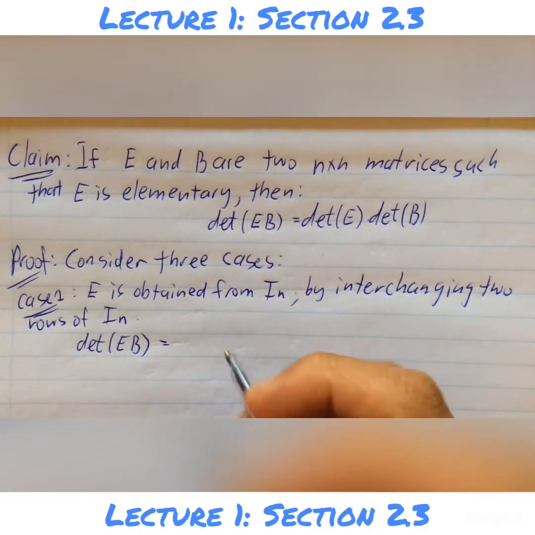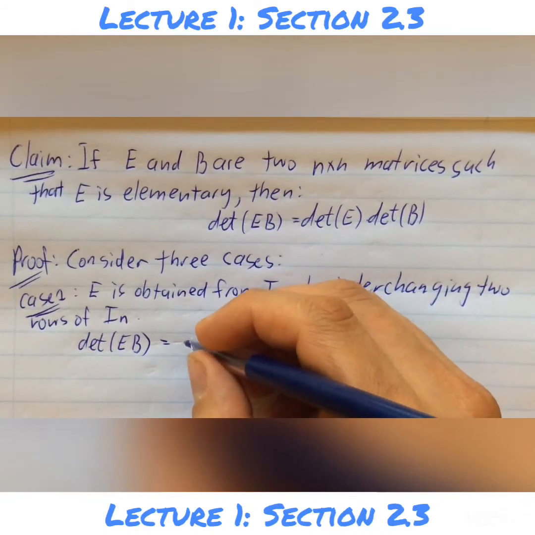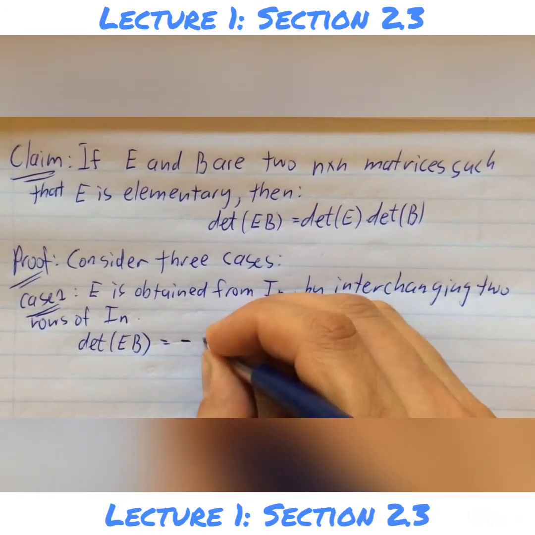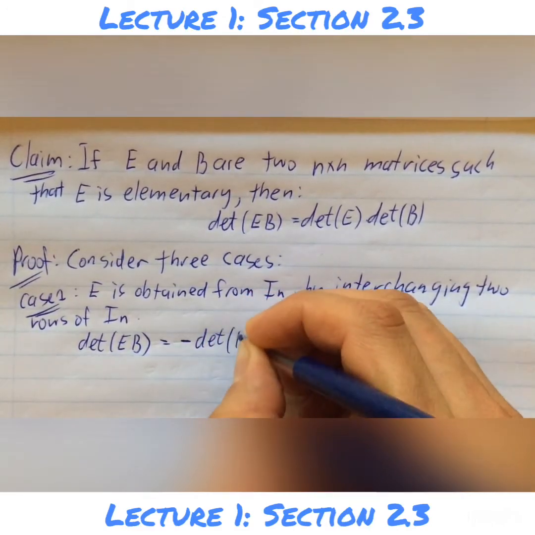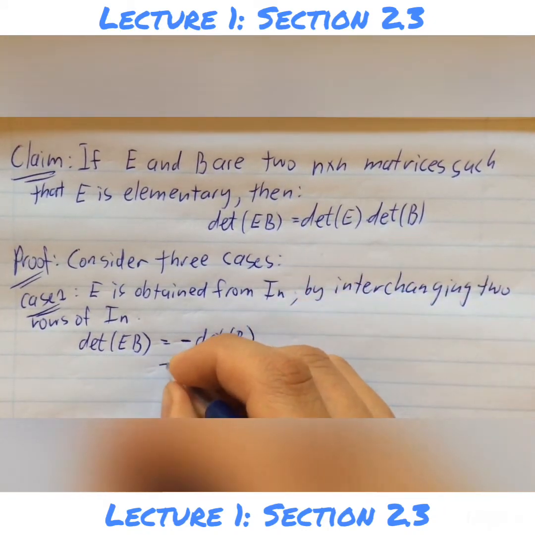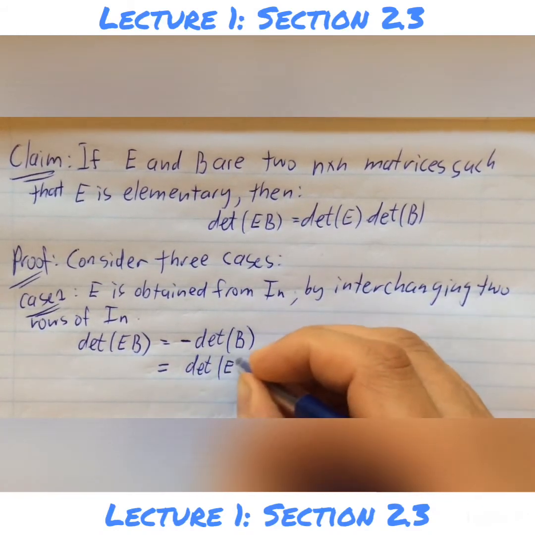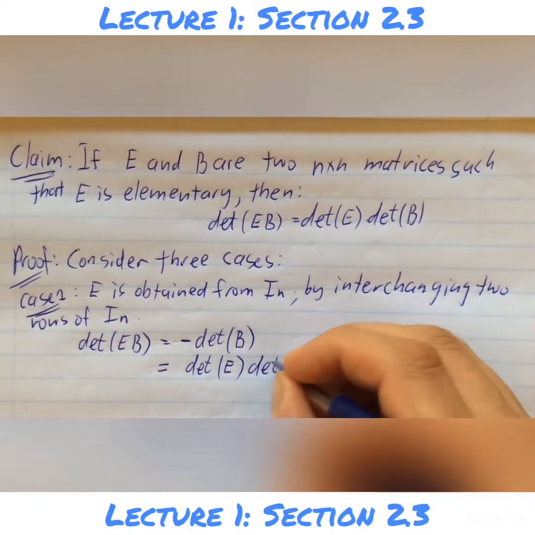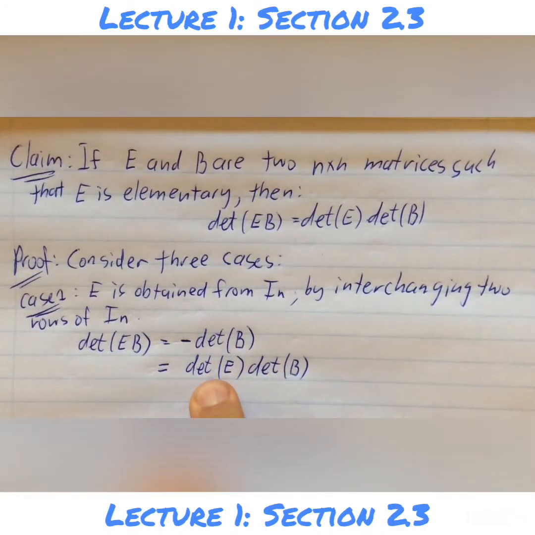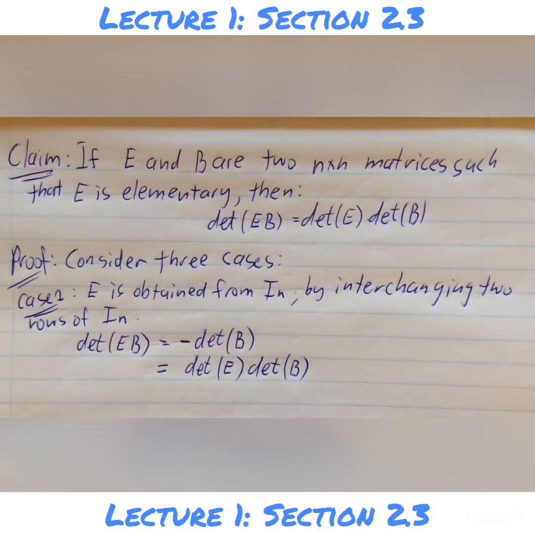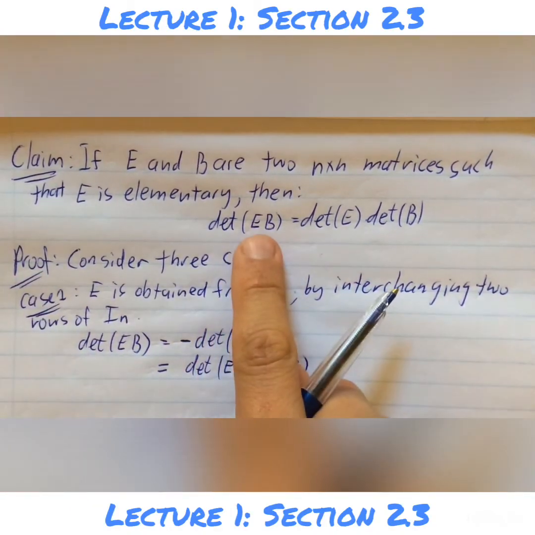And there's a law that states that if you interchange two rows of a matrix, the determinant of the new matrix is negative the determinant of the old matrix, which in this case is B. We can replace -1 with the determinant of the elementary matrix, because the determinant of an elementary matrix obtained from interchanging two rows of the identity matrix is simply -1. Okay, that's from previous knowledge. So in this case this law holds.